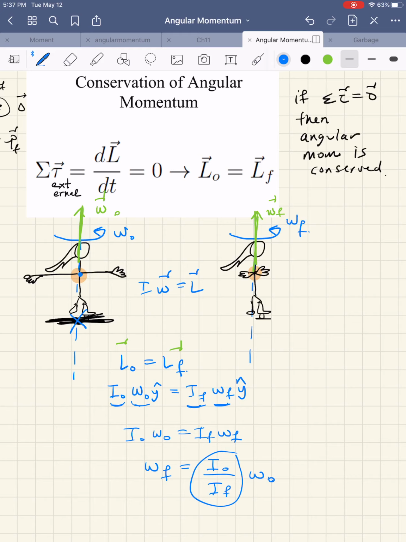And when her hands are out like this, her moment of inertia is larger than when her hands are in like that, because the farther away the mass is, the larger the moment of inertia. So I naught is larger than I final, which is smaller. And this is why, via conservation of angular momentum, omega final is larger than omega naught. In fact, as long as she meets this condition that the sum of torques is zero on the body, she conserves angular momentum and can spin faster.